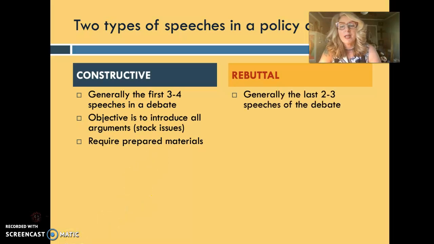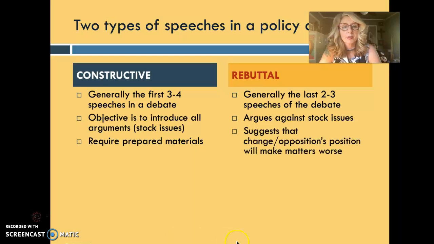Then, in the rebuttal phase, you are arguing against the stock issues. This is where you're refuting them. One of the ways that you can do that is to suggest that whatever change the opposition proposes, and the opposition could be, if you're on affirmative, the negative, and if you're on negative, the affirmative, by doing what they're doing, is this going to make things worse? But this is a term for understanding whether we're talking about rebuttal pieces of the debate or constructive pieces of the debate.